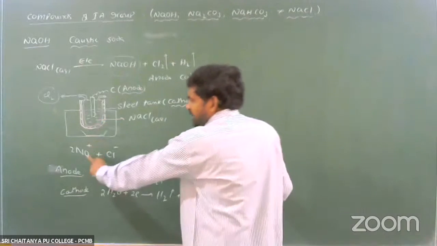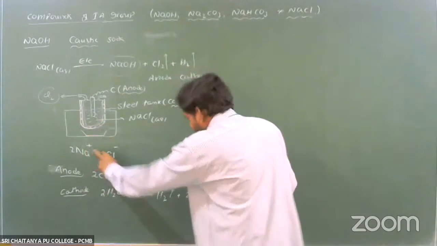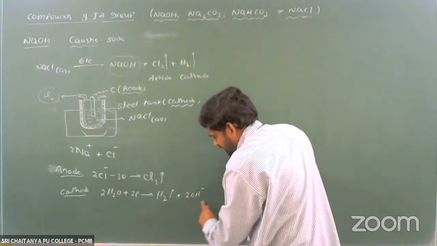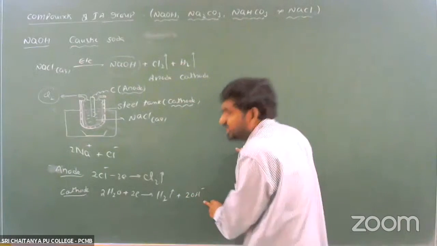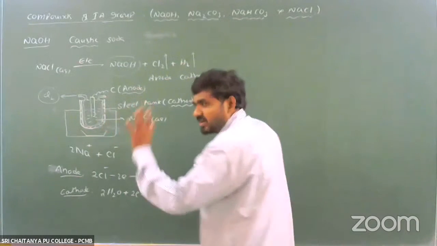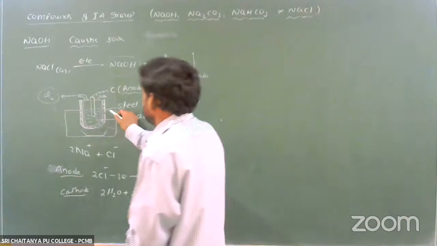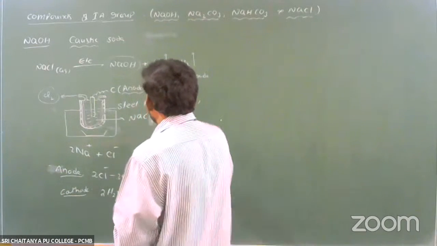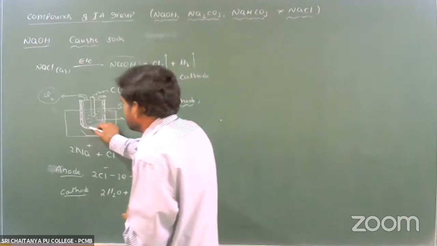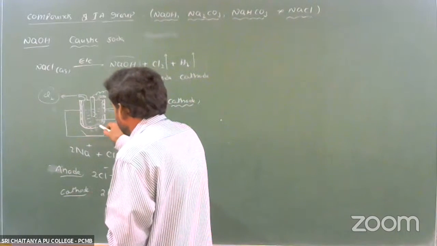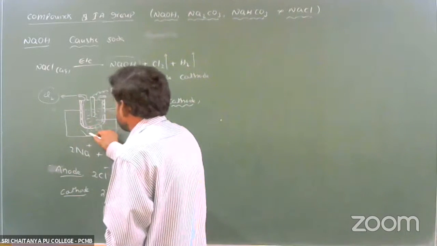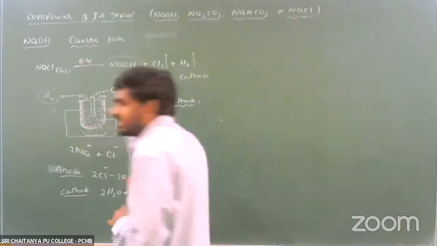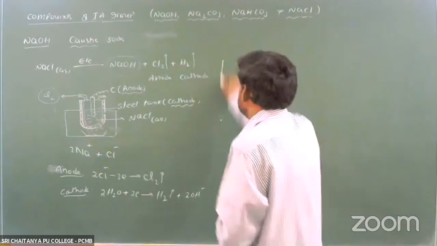Na+ ions combine with the OH- ions coming from water, so it is converted to sodium hydroxide. Hydrogen gas is liberated at the cathode and is also collected in cylinders. The sodium hydroxide passes through the pores and is collected in the receiver. This is the Nelson cell process.